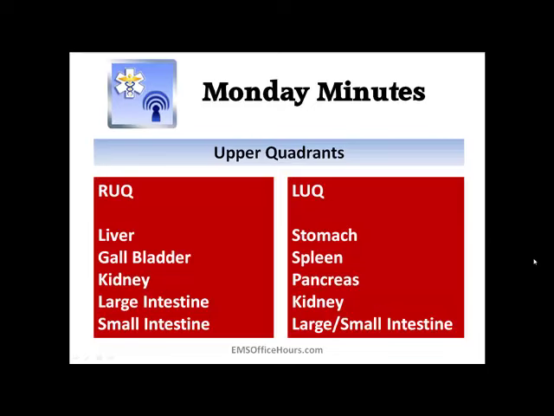So your upper quadrants: your right upper quadrant contains your liver, your gallbladder, your kidney, large and small intestines. Now your left upper quadrant also contains your kidney and your large and small intestines, but this is where it differs, where you've got your stomach, your spleen, and your pancreas in your left upper quadrant as well.